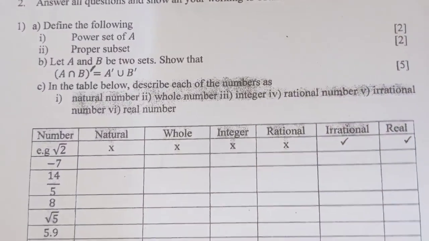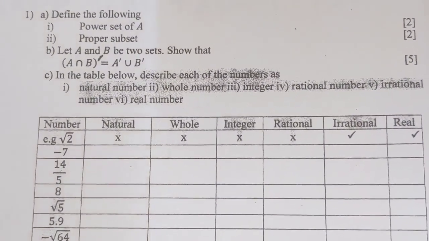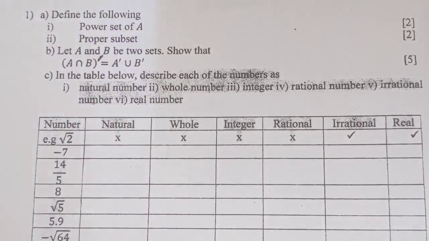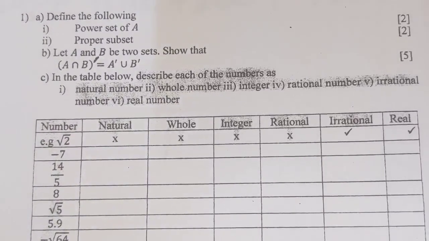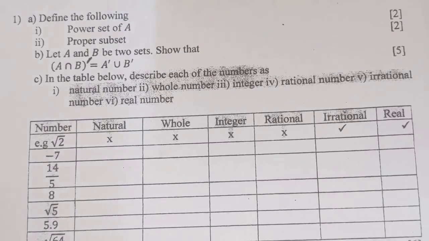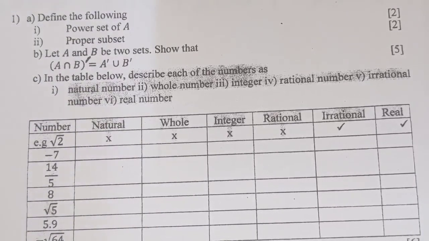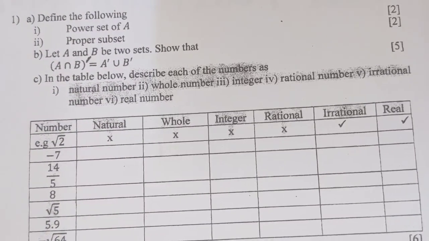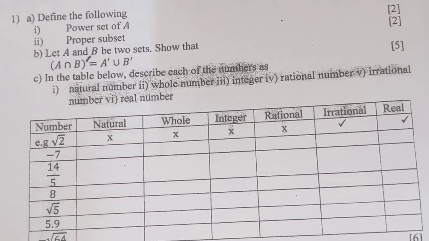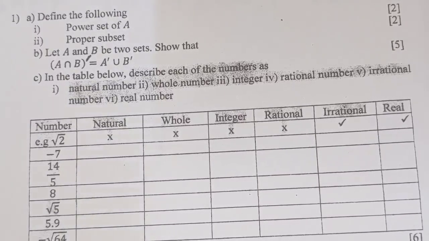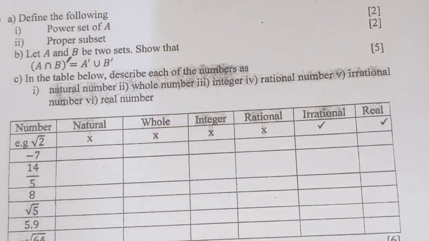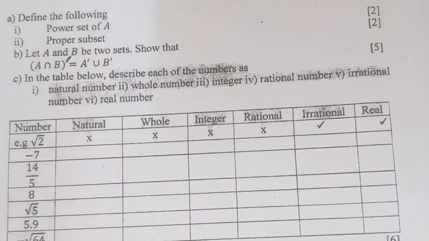These are the questions that came. The first question was to define a power set, a power set of A. Question 2 was to define a proper subset. B was about De Morgan's law. And C was about knowing what natural numbers, whole numbers, integers, irrational, as well as real numbers are.